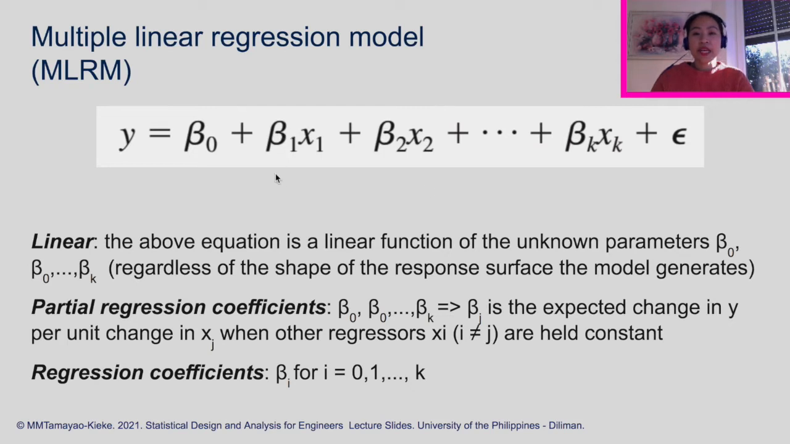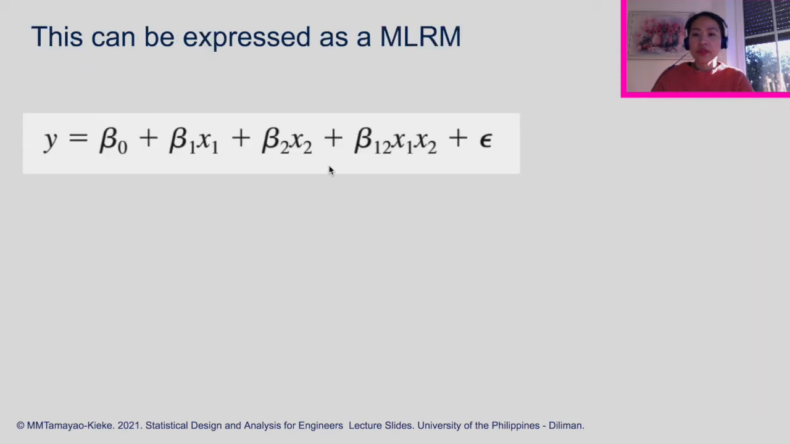So for example, beta 1 here is the expected change in y per unit change in x sub 1 when x sub 2 to x sub k are held constant. But in general, these betas are called regression coefficients. So beta i, for i equals 0 to k, are called regression coefficients.